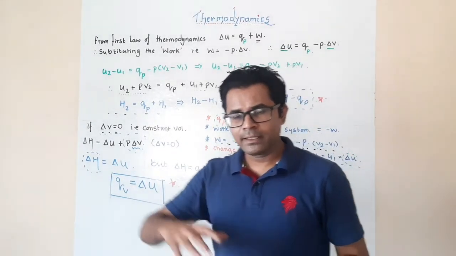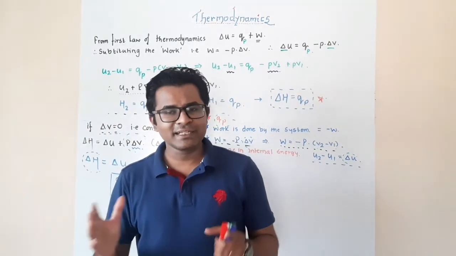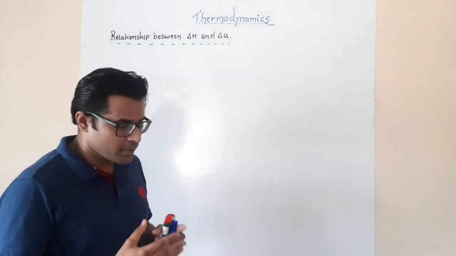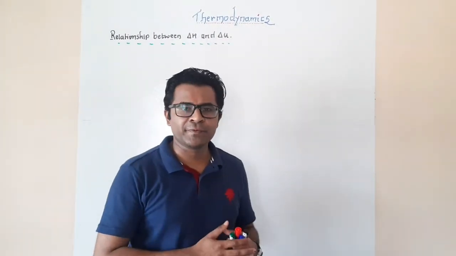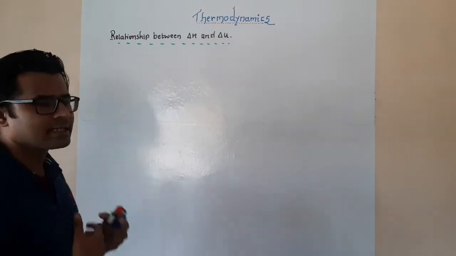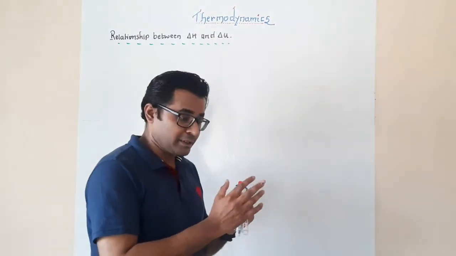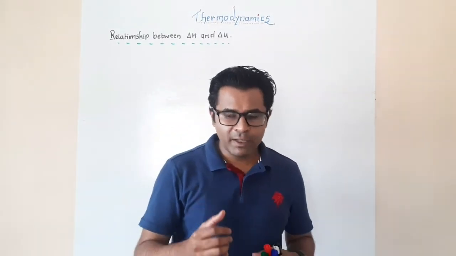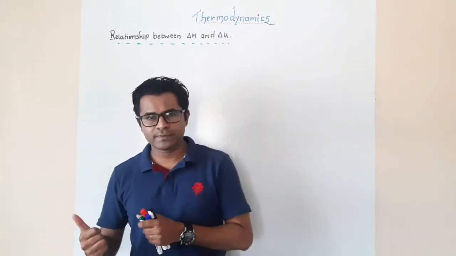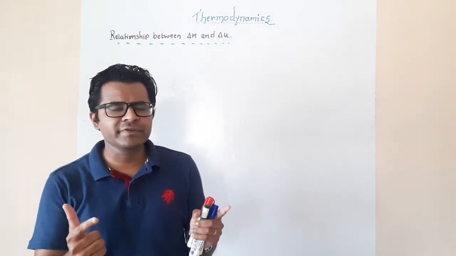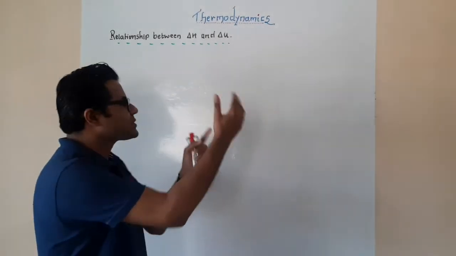In the next case, we are going to look at the relationship between delta U and delta H. Coming to the final point of this video, that is the relationship between delta H and delta U, the change in enthalpy and the change in internal energy. When we look at solids or liquids, there is a very insignificant difference between delta H and delta U.